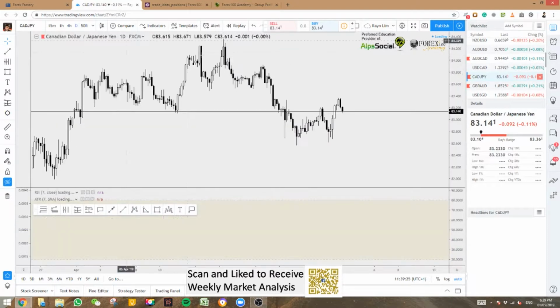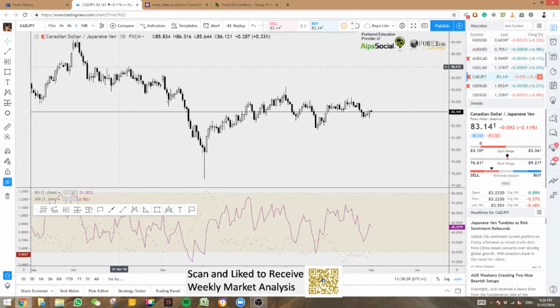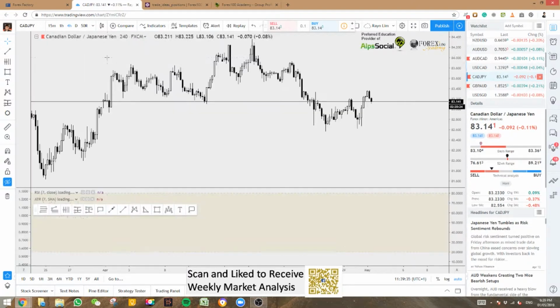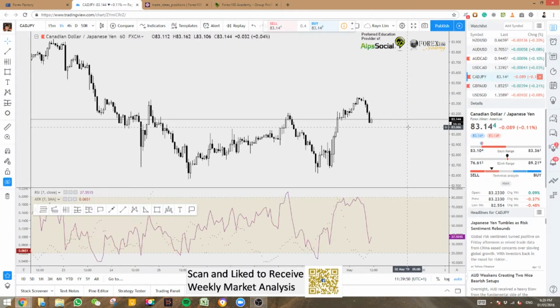CAD yen on the daily chart. Alright, market came down, went back up, retrace, consolidate to the 4 hour. Market retest, resistance, came down. Alright, so based off this on the 4 hour, you can look for a selling opportunity. To the 1 hour chart.